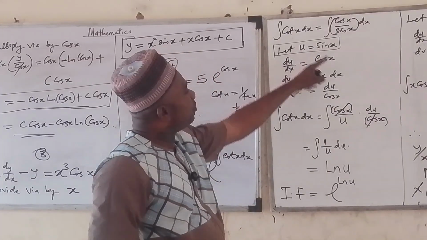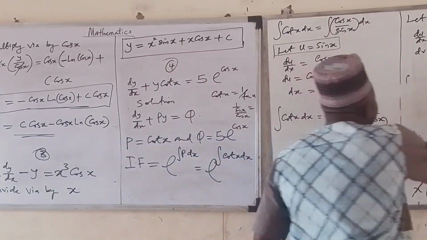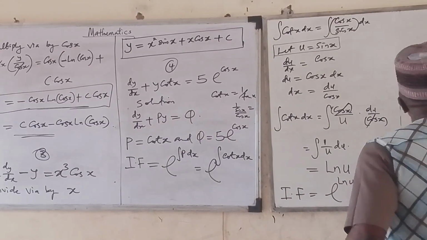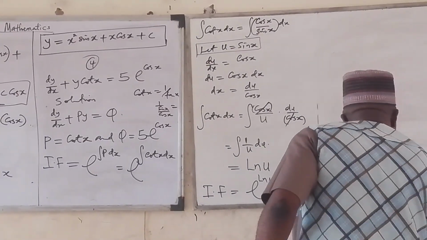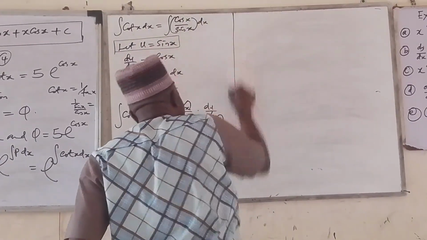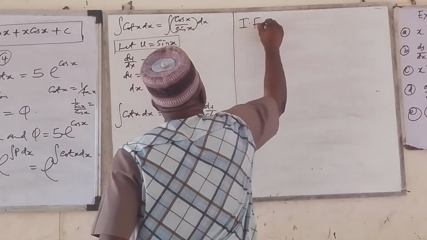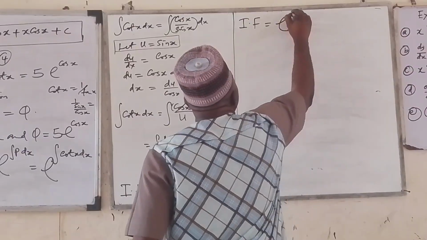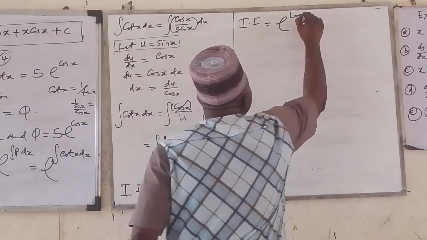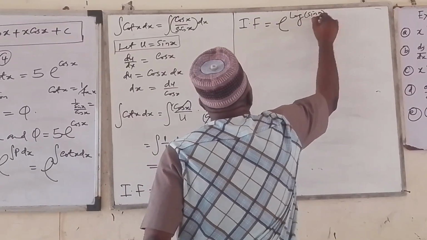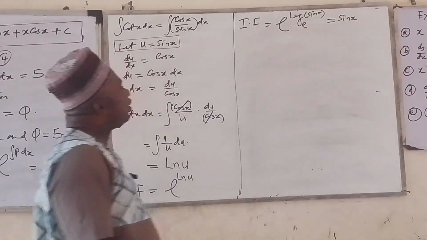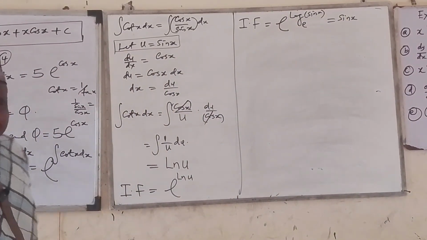I remember we said let u be equal to sine x. So now, putting the value of u equal to sine x, the integrating factor will be equal to e raised to the power of log of sine x to base e. So that will give us sine x. Yes, the integrating factor is equal to sine x.